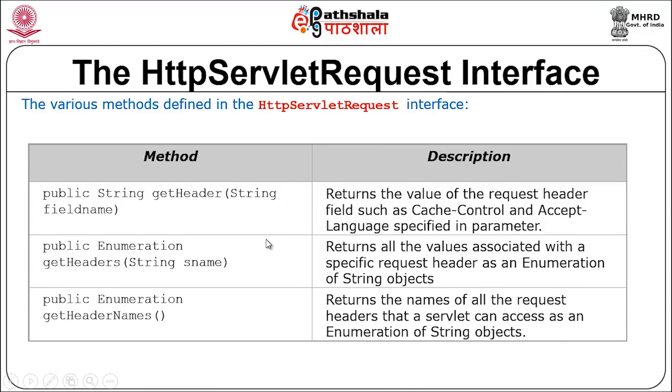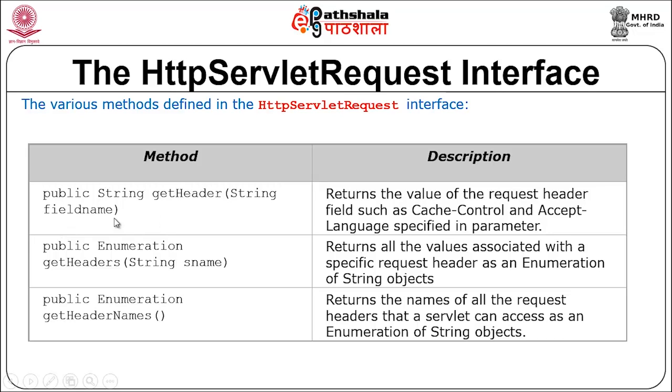And as I told you, you have another interface called the HttpServletRequest interface. This comes with the next package called javax.servlet.http. In the second package we have interfaces like HttpServletRequest, HttpServletResponse, and HttpSession. This HttpServletRequest interface has a method like getHeader. This returns the value of the request header field, normally specified by the parameter name.